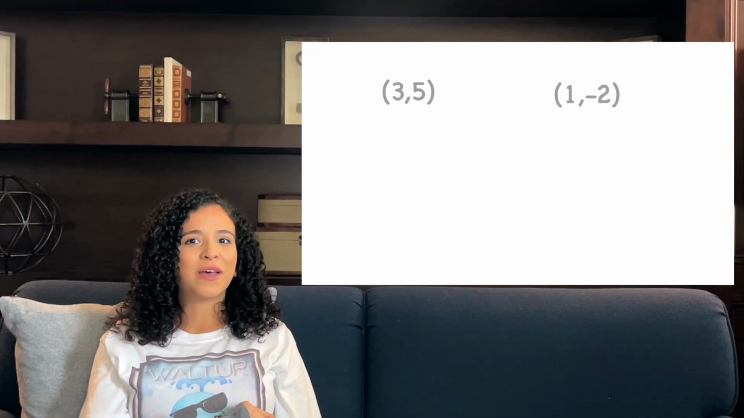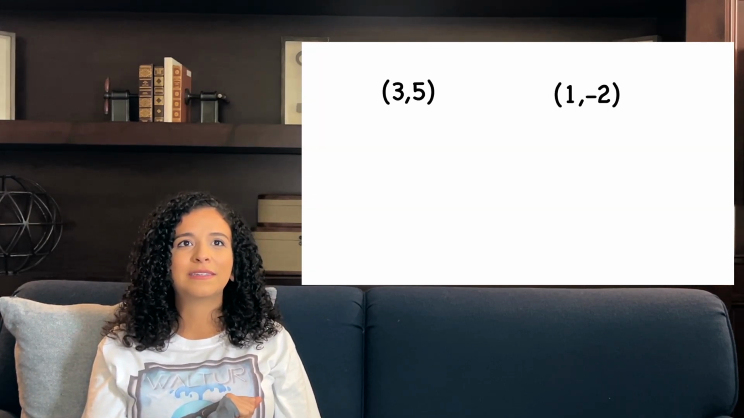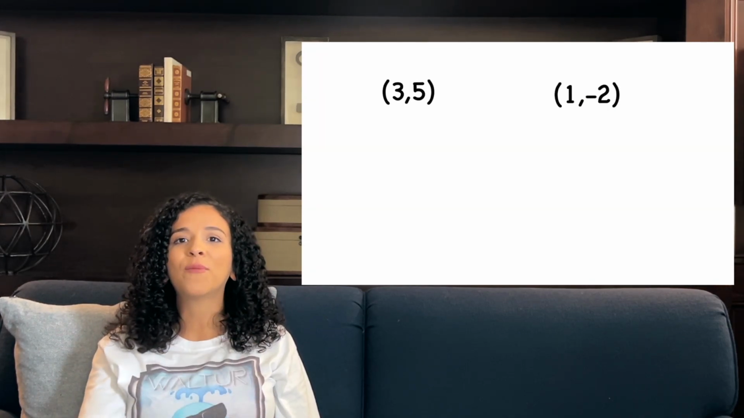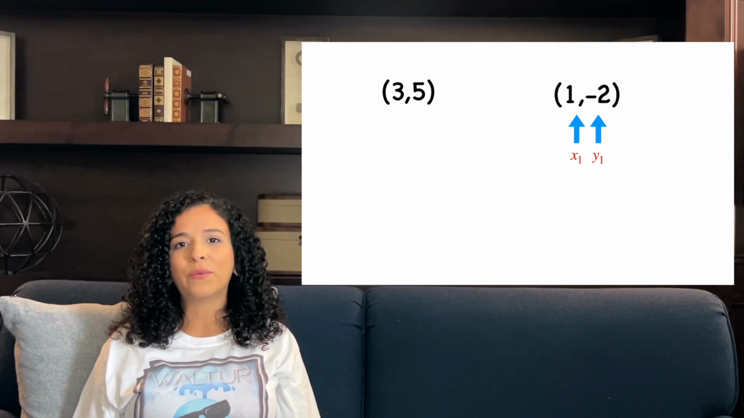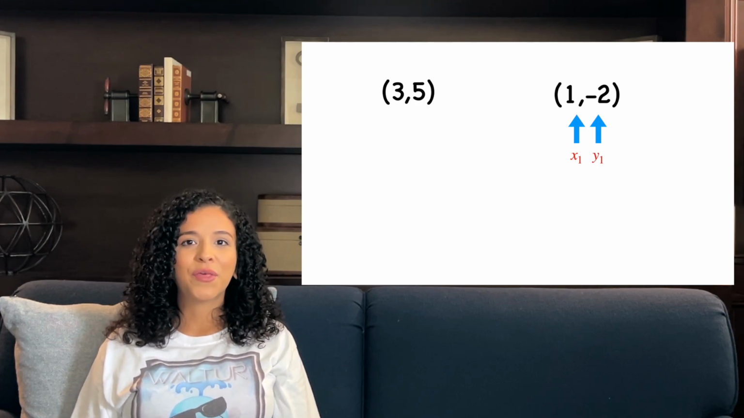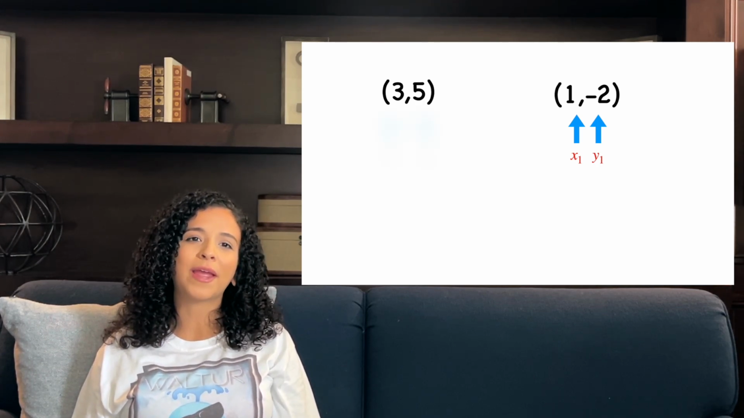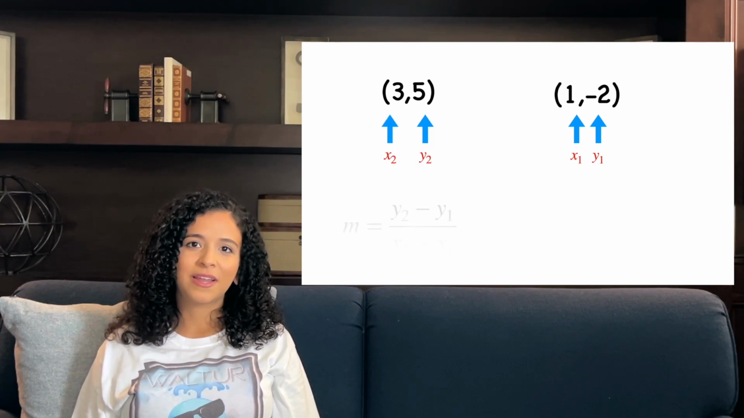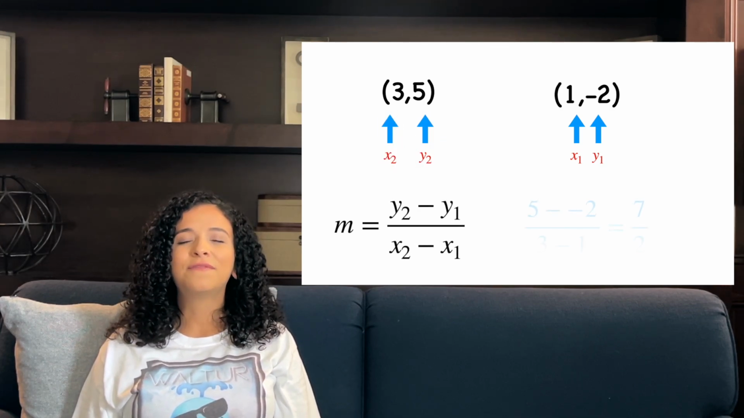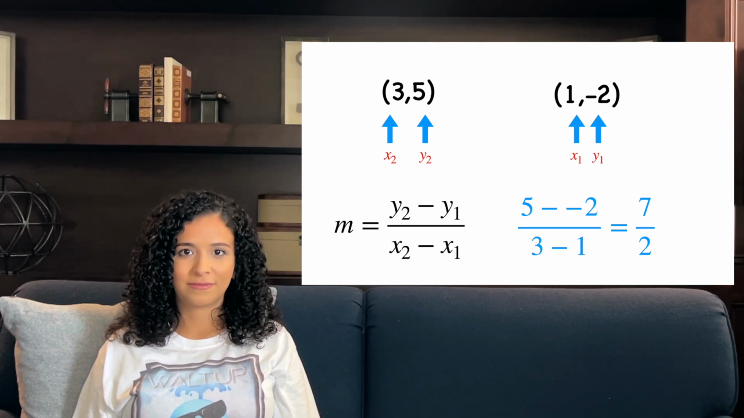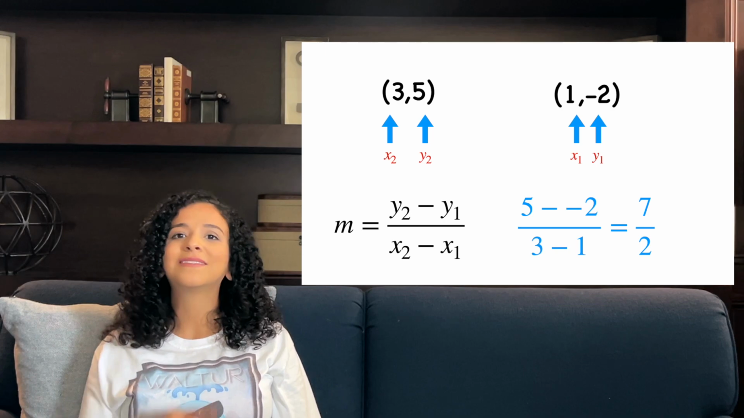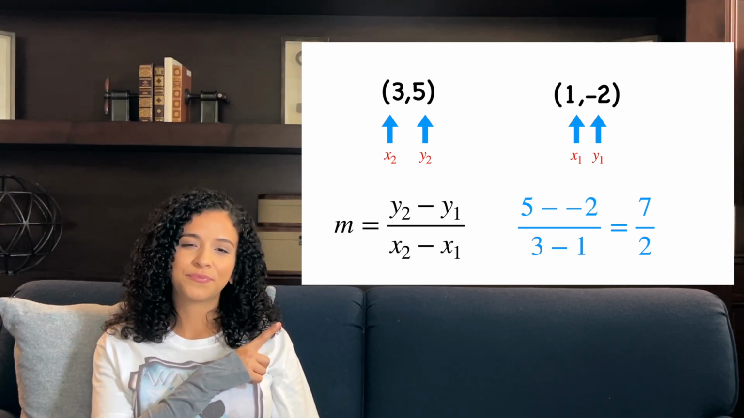Okay, let's do one more example. In this one, let's pick (1, -2) to be our first point. Mark that with x1 and y1. Then (3, 5) will be our point that we mark with x2 and y2. 5 minus -2 over 3 minus 1. Our slope becomes 7 over 2.